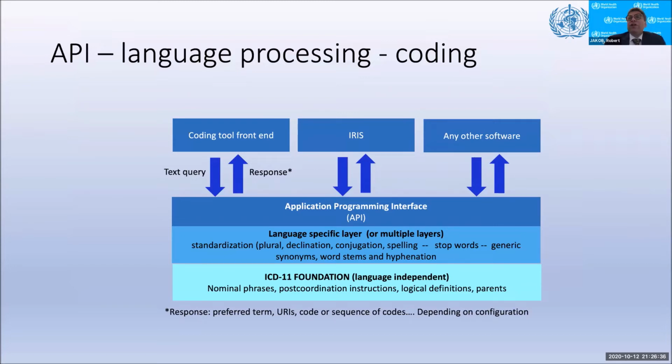So with synonyms, spelling normalization, declination, plurals, and other things. And on top of this is the application interface that you can use for the coding tool front end and the browser. That's what we're already doing. Or you link this to IRIS, that's a mortality system, or any other software. And Nenad will tell you more about software embedding that has already successfully happened with DHIS and OpenMRS.